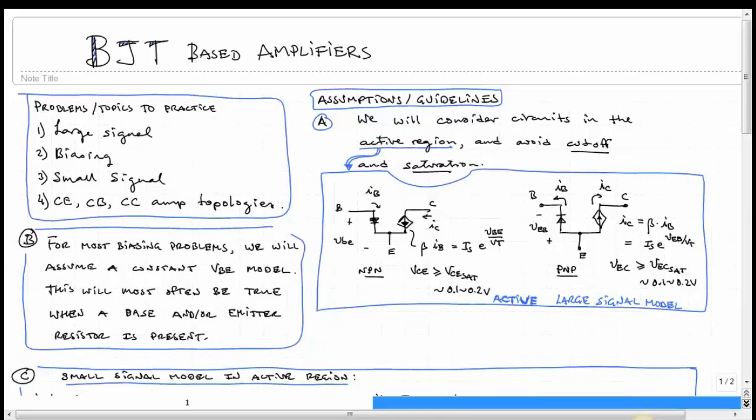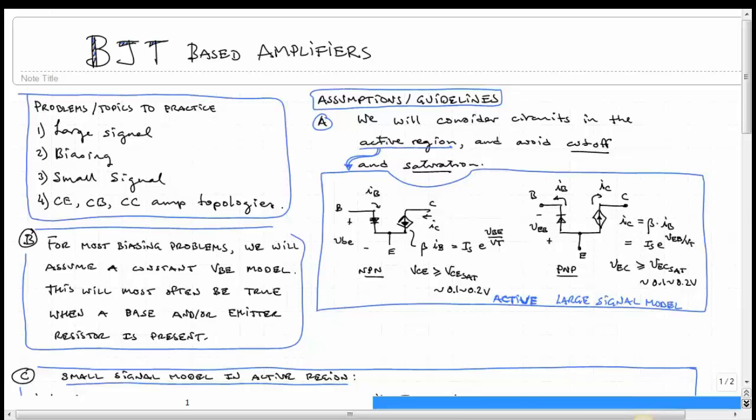So there's a cutoff, there's a saturation, there's an active region. We will go over briefly the large signal and the small signal models that we'll be using in the lecture here. But it would be good to have at least a brief introduction to bipolar junction transistors before viewing these lessons.